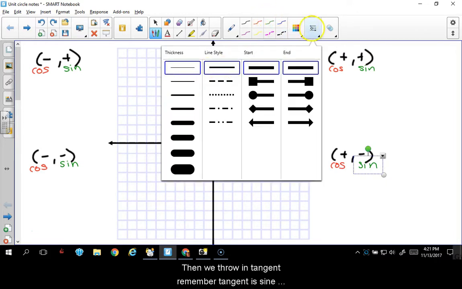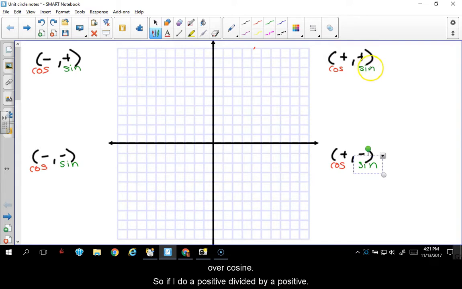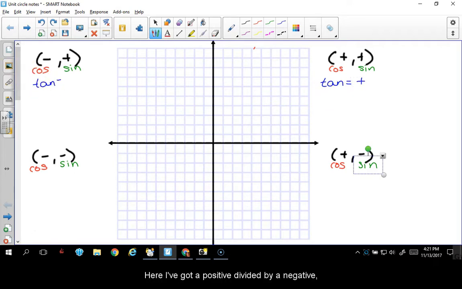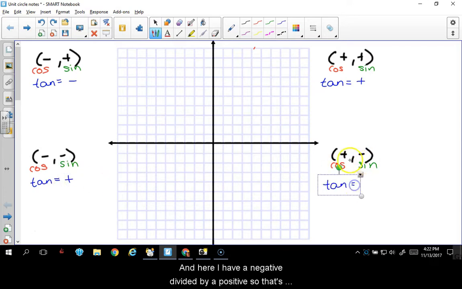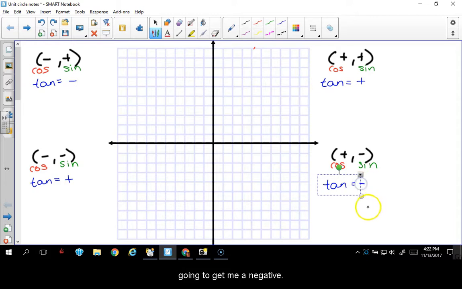Then we throw in tangent. Remember, tangent is sine over cosine. So if I do a positive divided by a positive, well, tangent's going to be positive. Here, I've got a positive divided by a negative. That's going to give me a negative. Here, I have a negative divided by a negative, so that's going to give me a positive. And here I have a negative divided by a positive, so that's going to get me a negative.